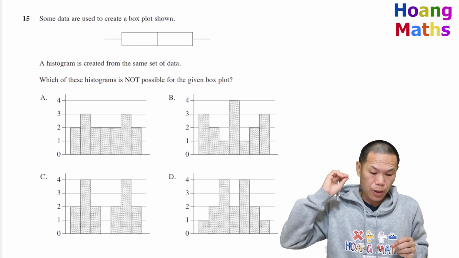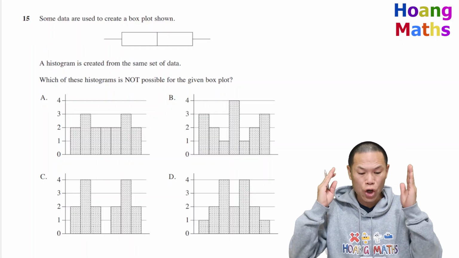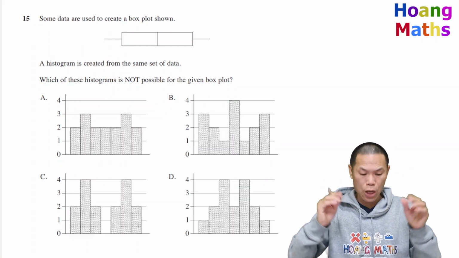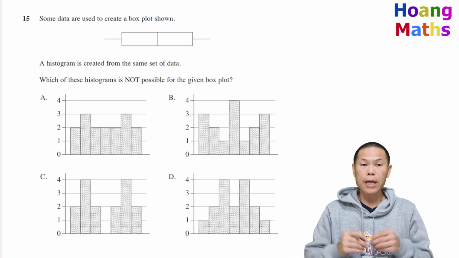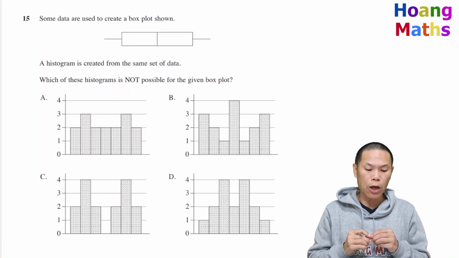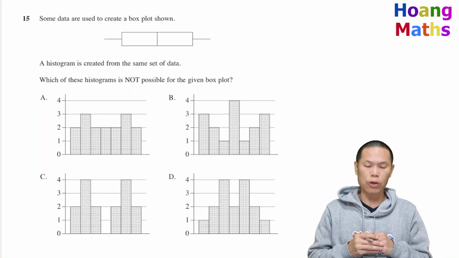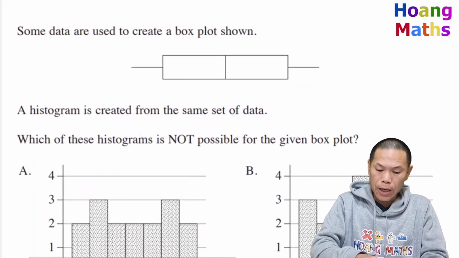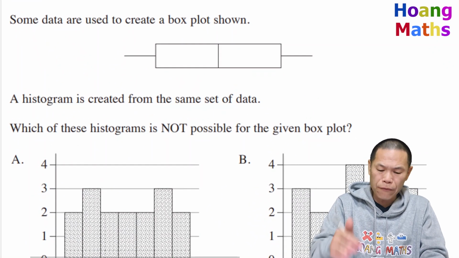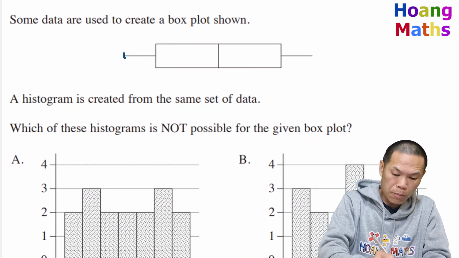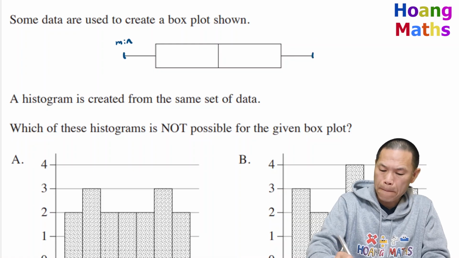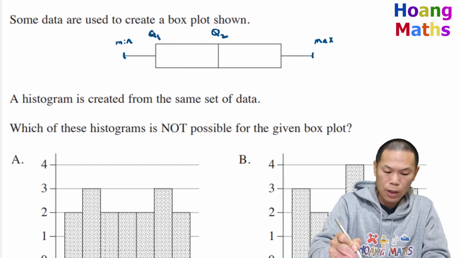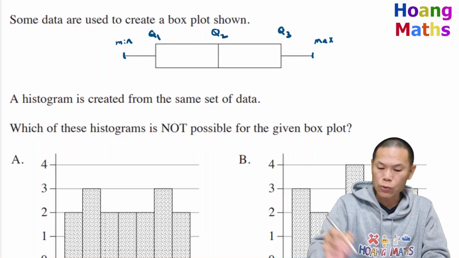Question number 15. Which of these histograms is not possible for the given box plot? So by looking at the histograms, they're all symmetrical, right? And we look at the box and whisker plot, that it is symmetrical as well. So we can't eliminate any one of these out. But if we look at the box plot further, so this is minimum, and this is maximum, and this is Q1, this is Q2, the median, this is Q3.